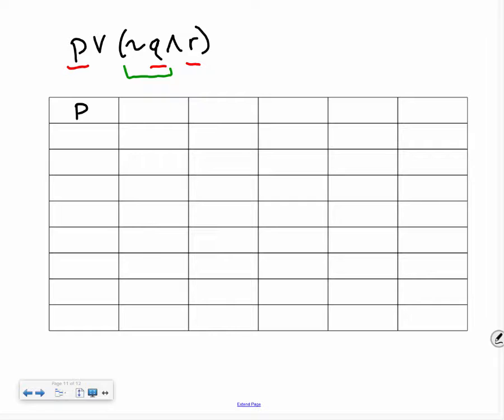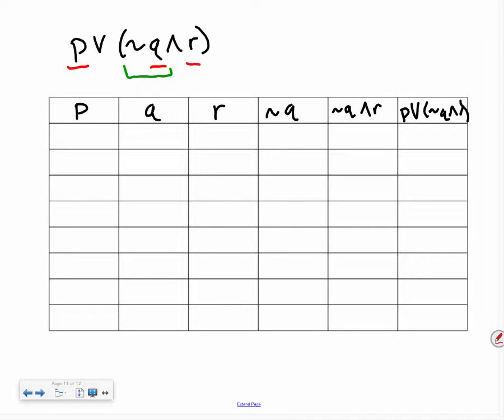So let's put a P, Q, R, not Q, and then the other two things that we're going to have, since we have a parentheses, that becomes one of our columns. So I'm going to write not Q and R in the next column. And then the very last column is always what you are trying to get to. So in this case, it's P or quantity of not Q and R. All right, so that's what our final column will be.